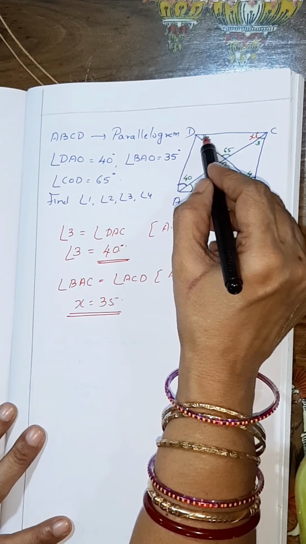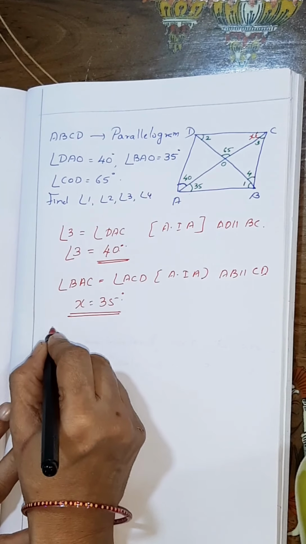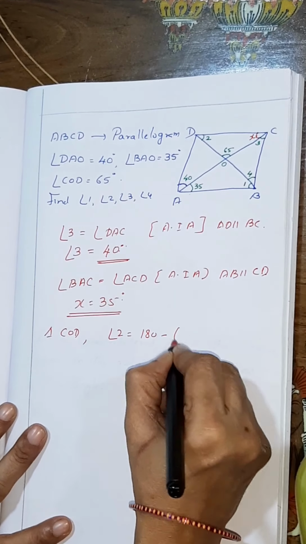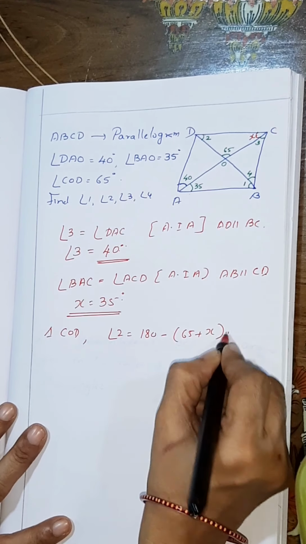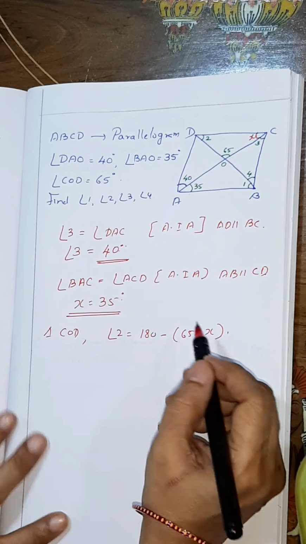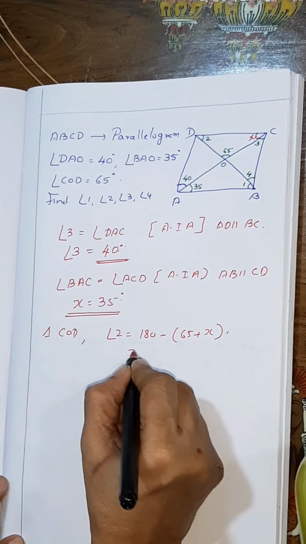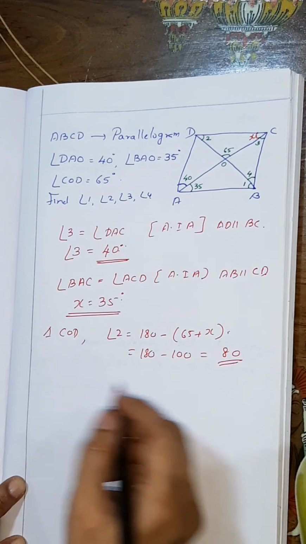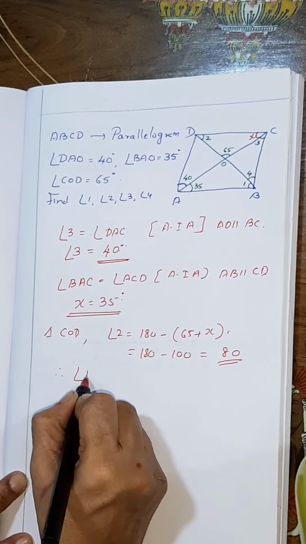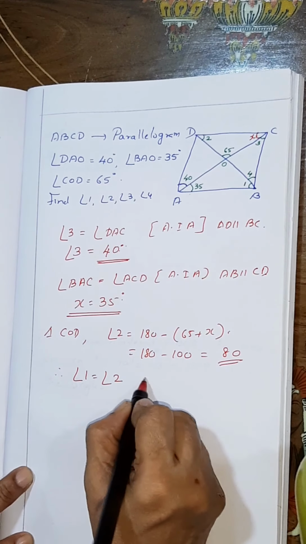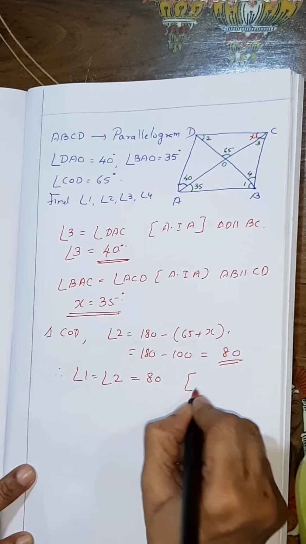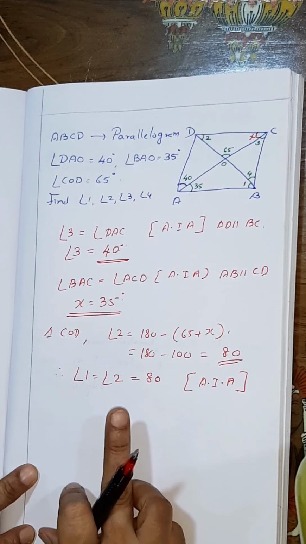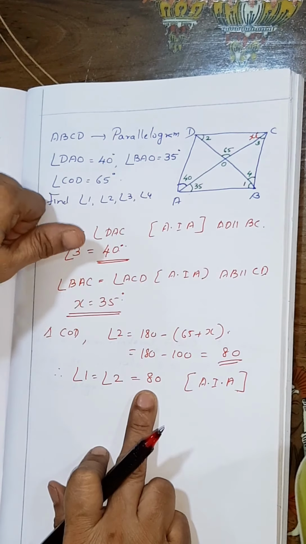So, from this we can find angle 2. So, in triangle COD, angle 2 is equal to 180 minus 65 plus x. So, 65 plus x is equal to 100. So, this is equal to 180 minus 100 is equal to 80. So, angle 2 is 80. Therefore, angle 1 is equal to angle 2, so that is equal to 80 degrees. Again, alternate interior angles. So, we have found angle 1, 2, then we have found 3.